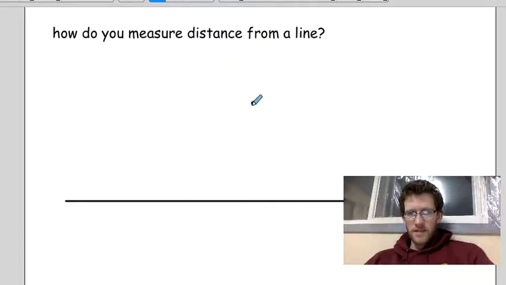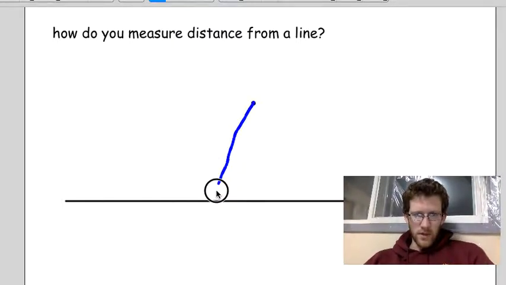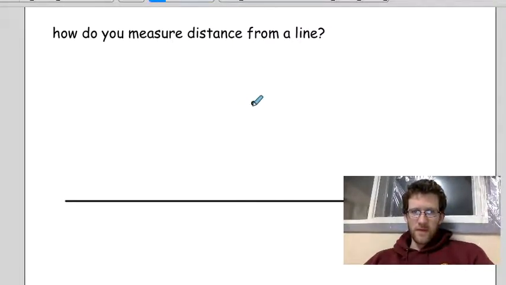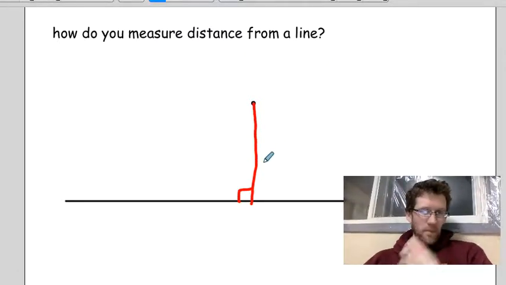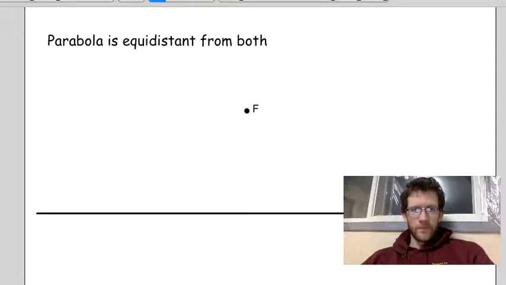So how would I measure the distance, say, from this line to this point here? Well, we kind of covered this before. What we don't want to do is come in at an angle, right? That won't give us an accurate idea of the distance to something. So we would have to come in perfectly perpendicular. Keep that in mind when we're moving ahead here.